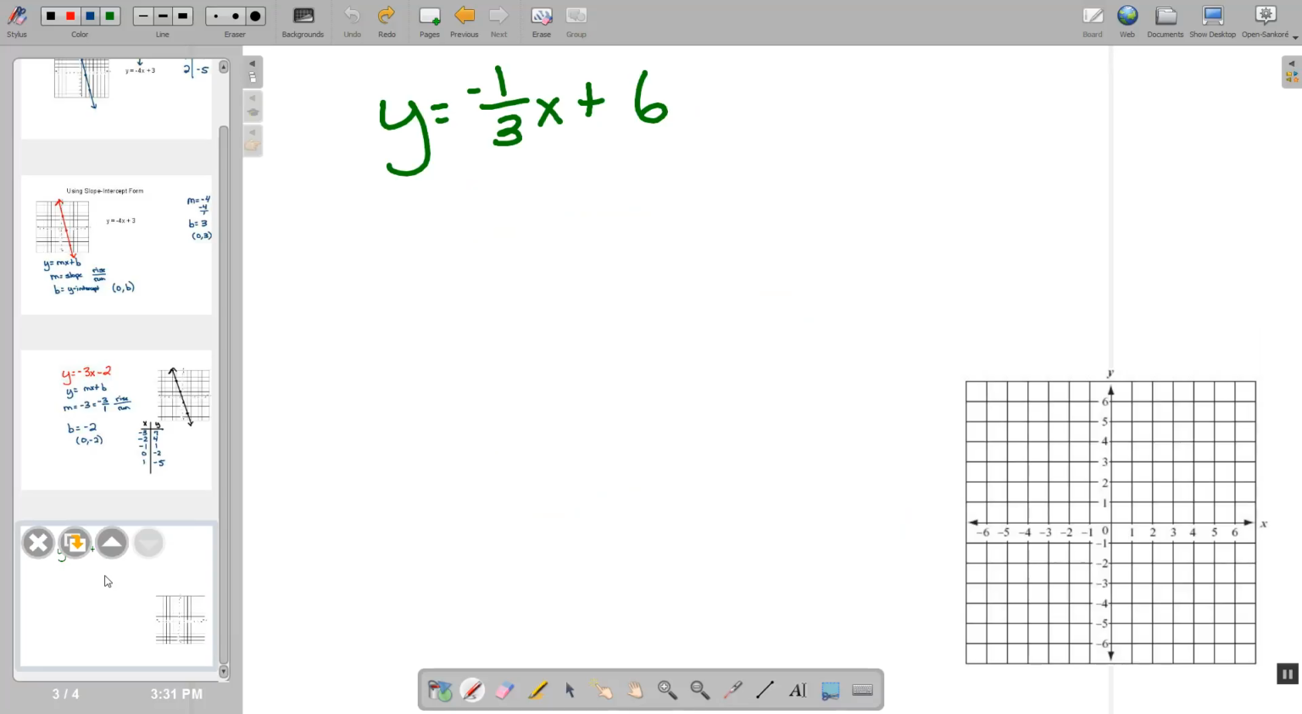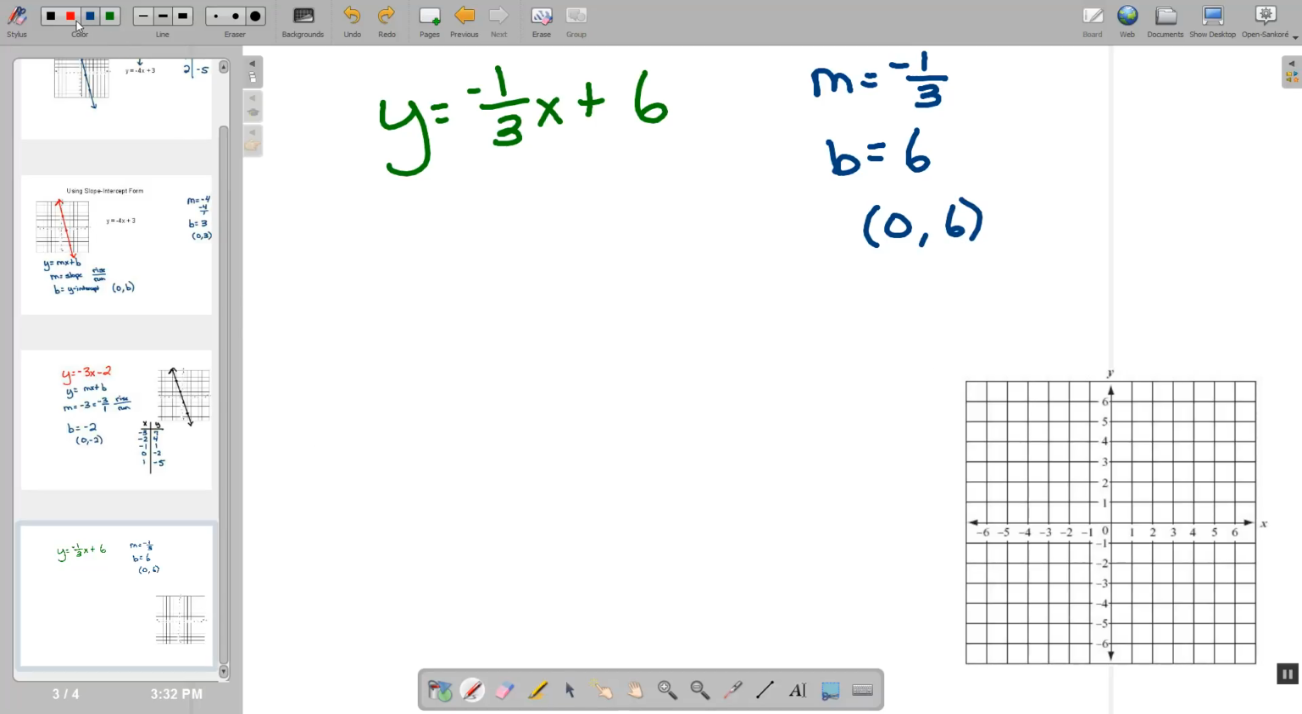Let's do one more problem. This is a little bit trickier with fractions. Once again, if we were doing this problem with a table, now we'd have decimals and fractions mixed together. It gets very tricky. But if we're doing our slope-intercept form, our slope is -1/3, and our b value, or our y-intercept, is 6, or 0, 6.